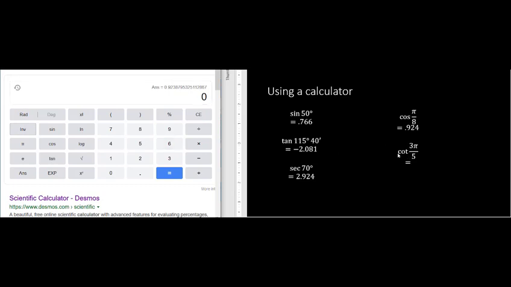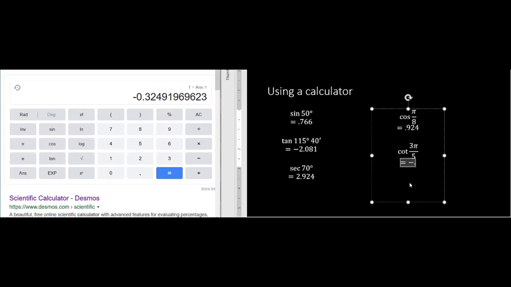But we do know that cotangent is the inverse of tangent. So what we can do is find the tangent of 3 pi over 5, so 3 pi divided by 5, and that gives you this number. But then cotangent is the inverse of that, meaning that we do 1 divided by that answer. And that would give you a solution of negative 0.325. All right, so that is how you use a calculator. We've dealt with pretty much every type of calculator problem you'll see with sine, cosine, tangent, and also the inverses of those functions.